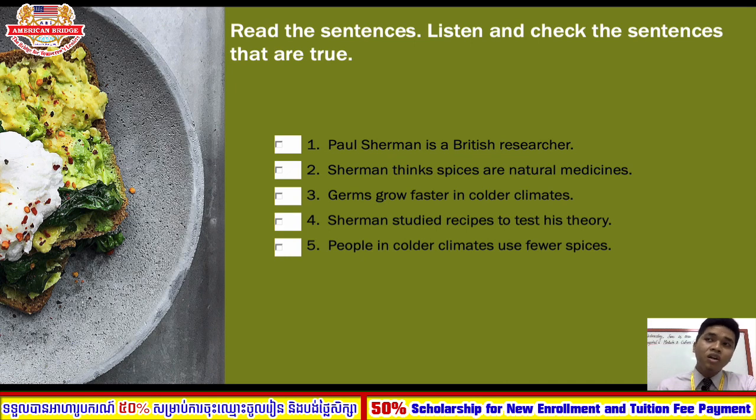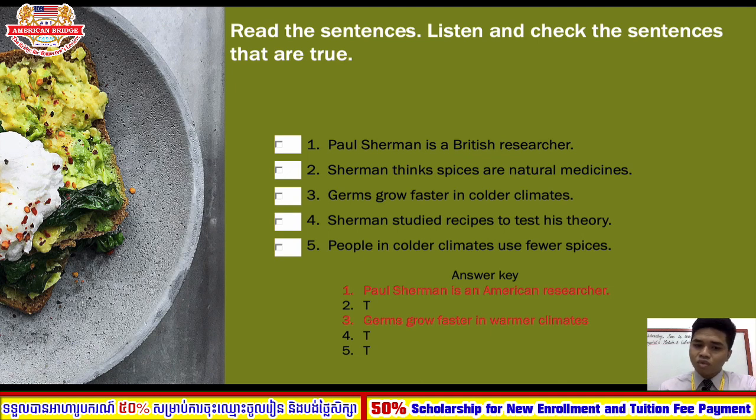So the speaker is talking about Paul Sherman, and he is an American researcher. So number 1 stated that Paul Sherman is a British researcher, which is not true. So we are not going to click that. For statement number 2, Sherman thinks spices are natural medicine. So spices are natural medicine, which is true. So this one is true. As you can see, this is the correct answer.